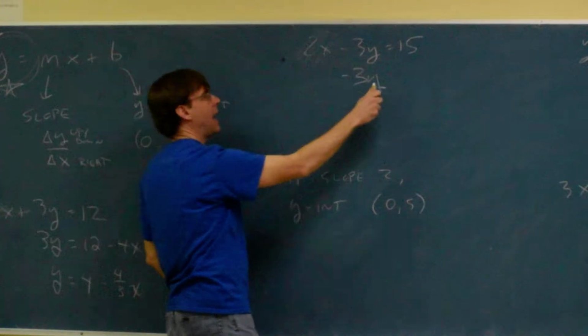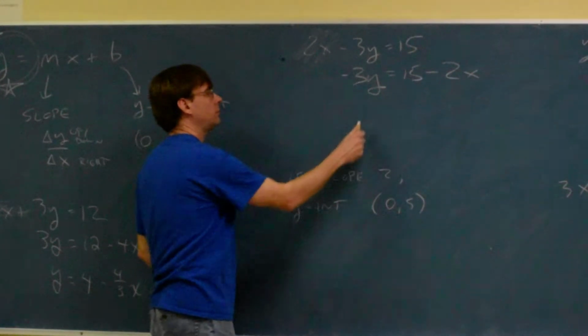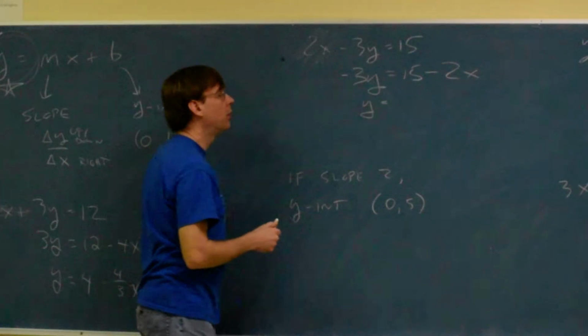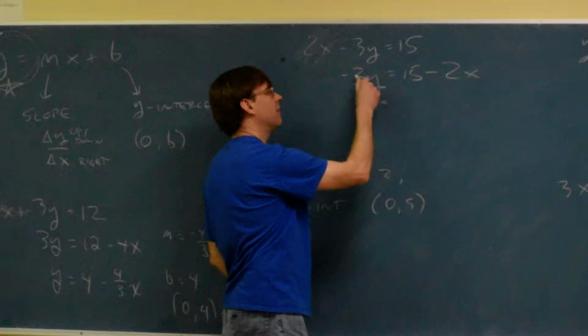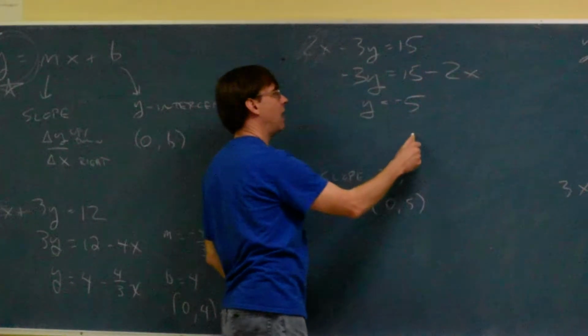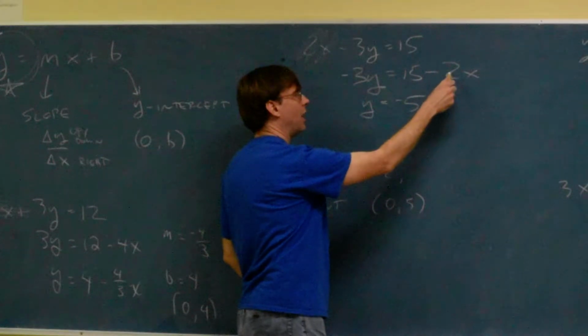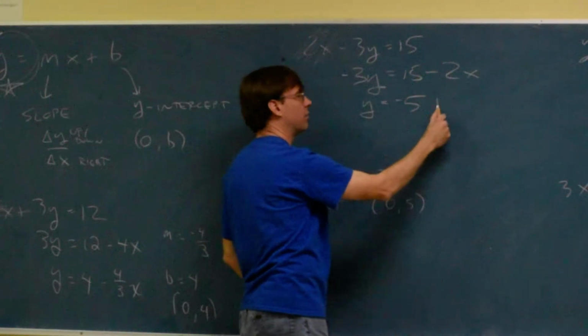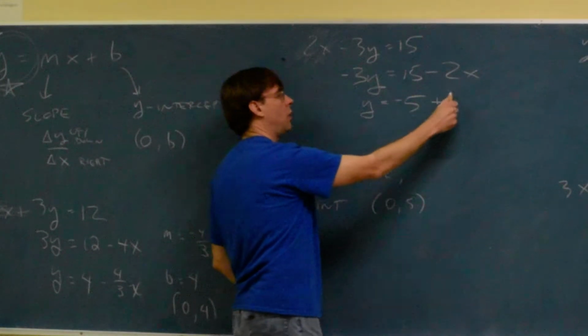To get rid of 2x, I'm going to have to subtract 2x. To get the y completely alone, I'll divide by negative 3. 15 dividing negative 3 is negative 5. Negative, because they're different signs. When I divide negative 2 by negative 3, that's a positive, because negative dividing negative is positive.